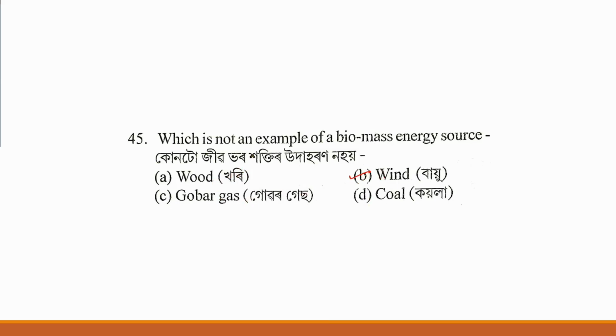Biomass energy sources like wood, gobar, biogas from dung and sometimes coal come from what? Organic matter. On the other hand, wind is a renewable energy. It is not derived from organic matter. So that is why the answer will be what? Wind. So our correct answer is wind.